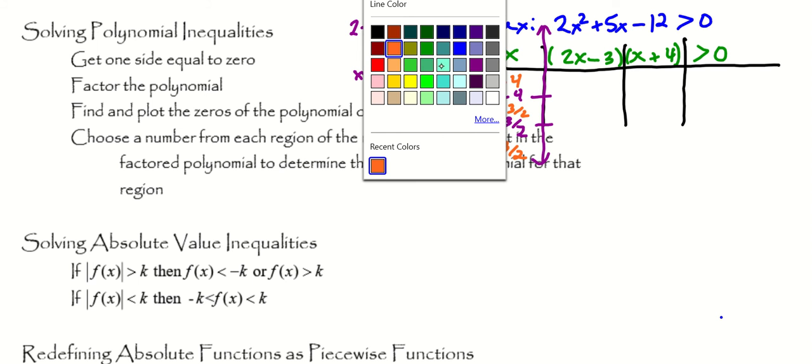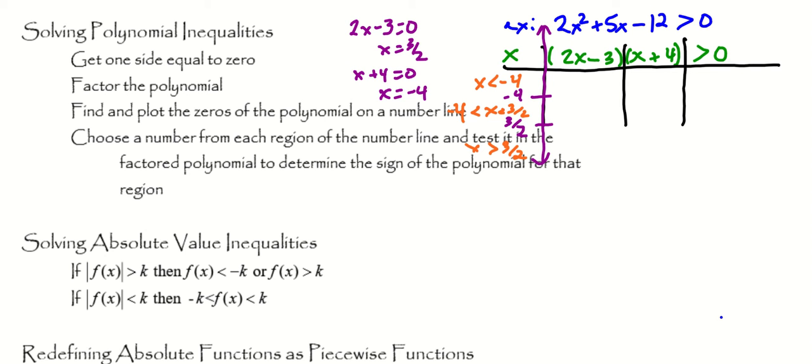So for my test values, let's do this. A number less than negative 4 might be negative 5. A number between negative 4 and 3 halves might be 0. And then a number bigger than 3 halves might be 2.